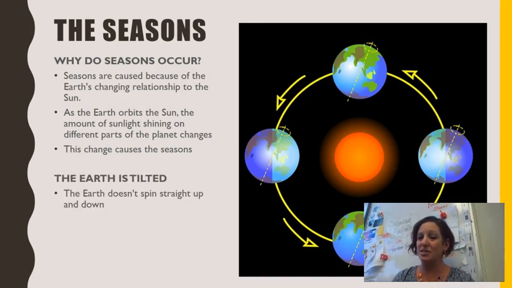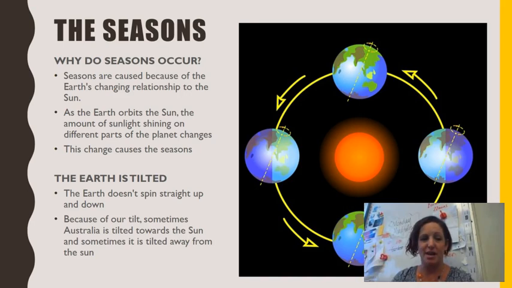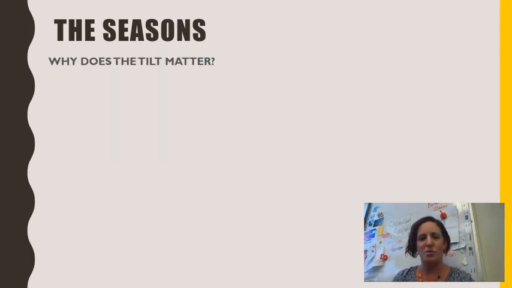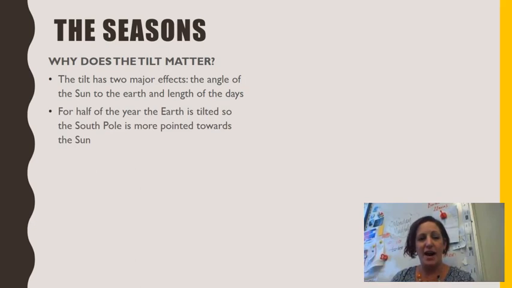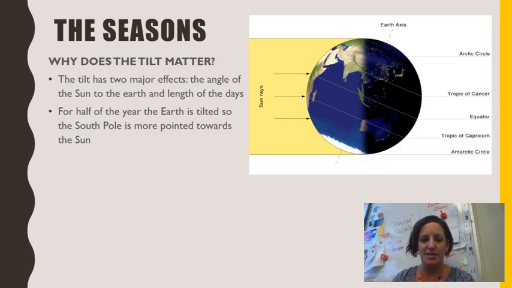And the Earth is tilted, so it's not straight up and down, and because of our tilt, sometimes Australia is tilted away from the sun and sometimes it's tilted towards the sun. So why does this tilt even matter? The tilt has two major effects: the angle of the sun to the Earth and the length of the days. For half of the year, the Earth is tilted so the South Pole, in the southern hemisphere where we live in Australia, is pointed towards the sun.